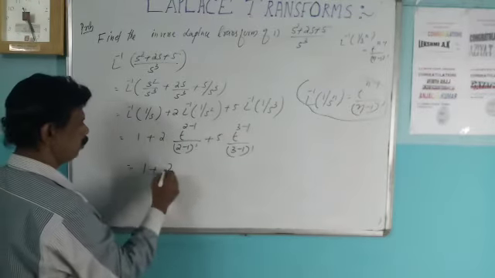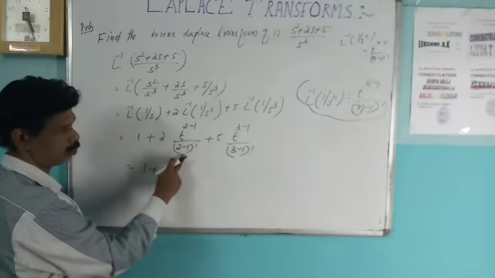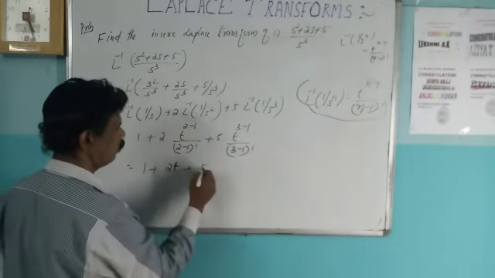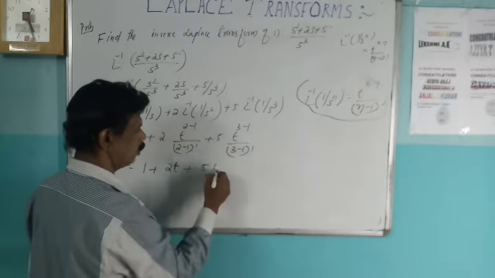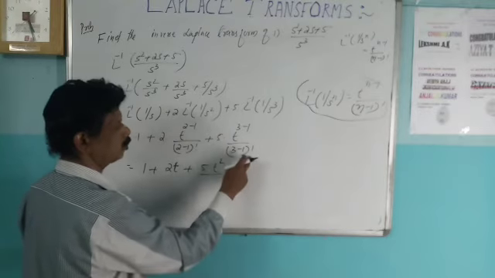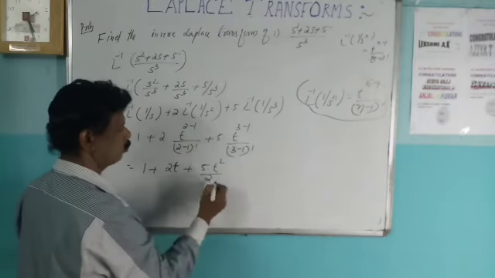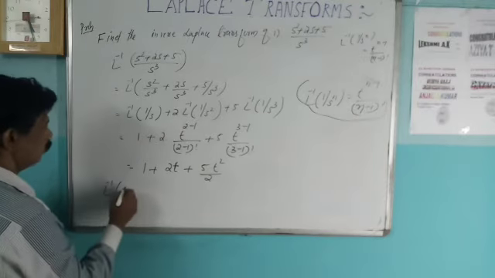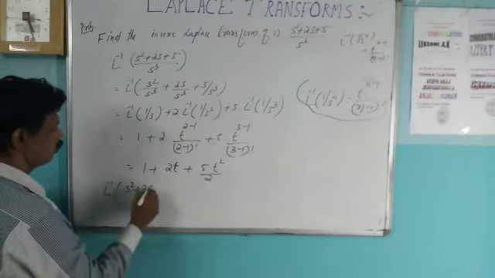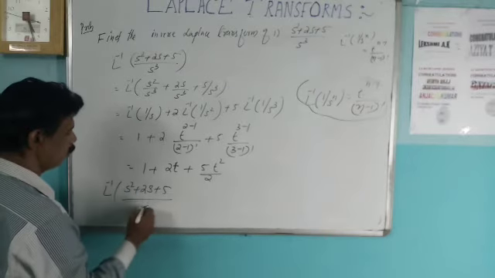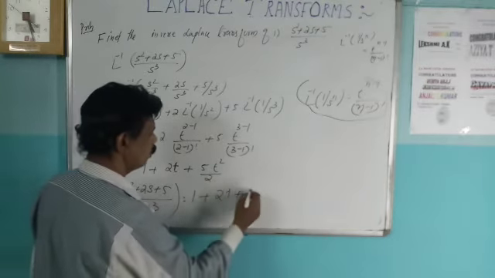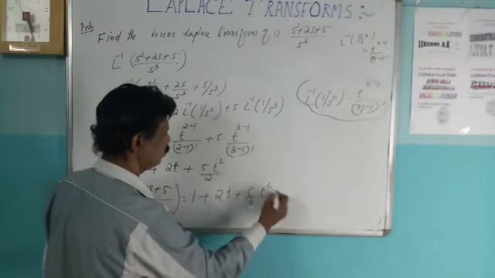That means 1 plus 2t by 1 factorial, which is 1, so we can drop that. Then 1 plus 2t plus 5 into t square by 2 factorial, and 2 factorial means 2. So we can say that Laplace inverse of s square plus 2s plus 5 divided by s cube is equal to 1 plus 2t plus 5 by 2 t square. That is its answer.